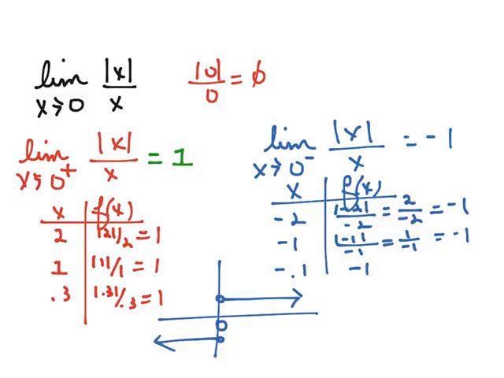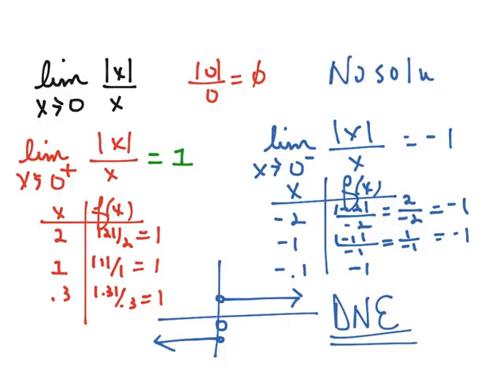And the definition of a limit says it's a single value that f of x is getting closer and closer to becoming as x approaches a value from both the left and the right. So that tells me that this limit does not exist. So there is no solution to this problem because there is not a limit.